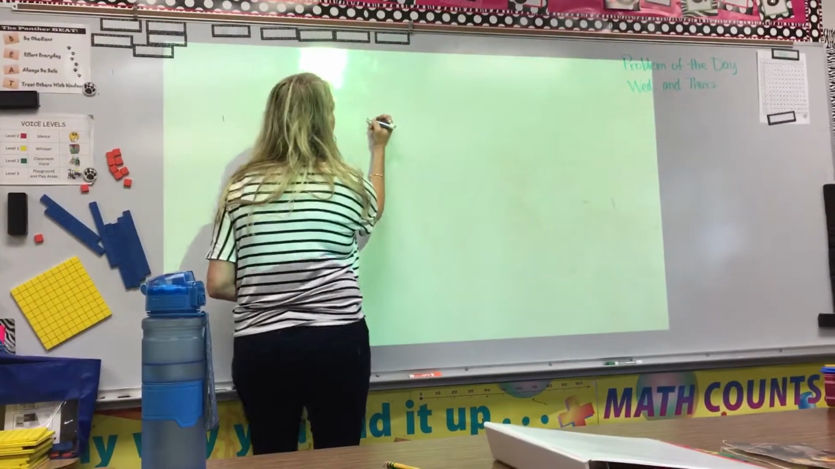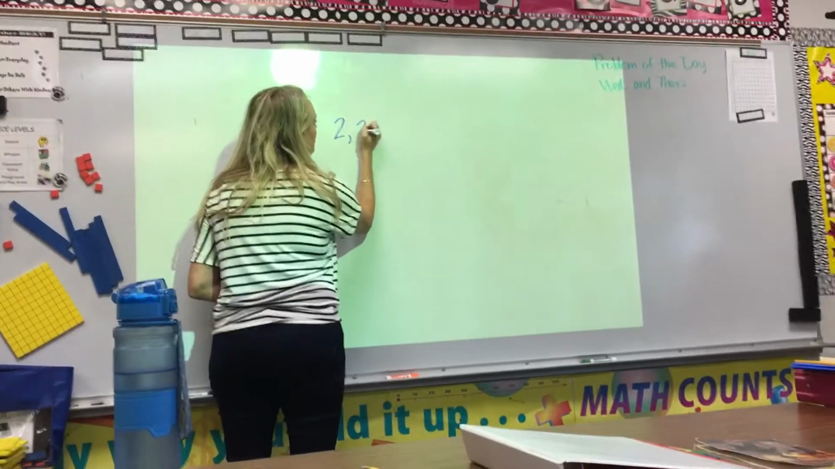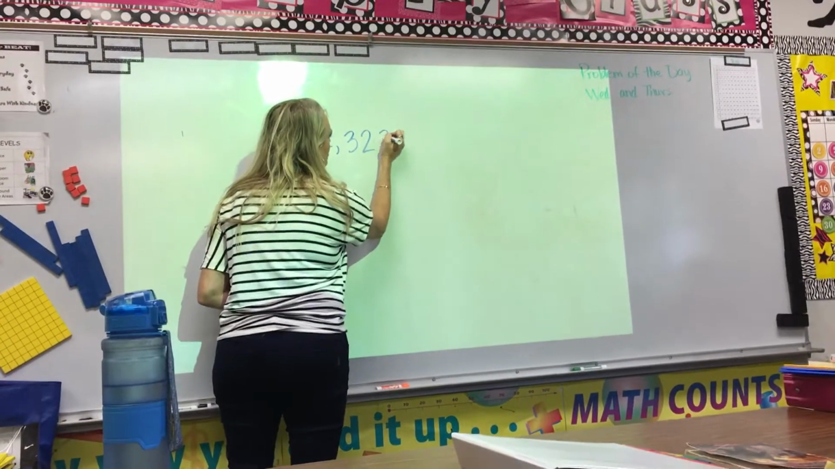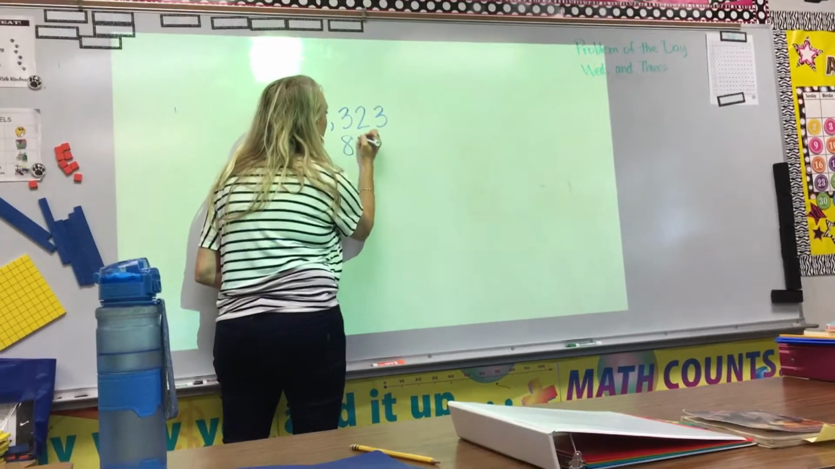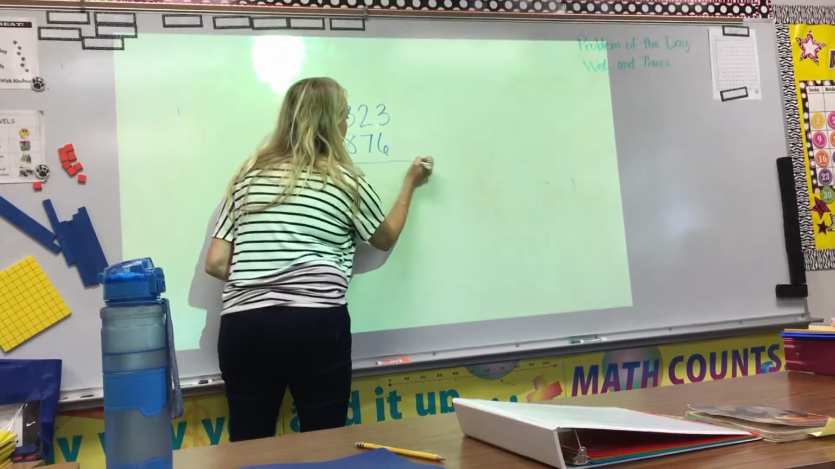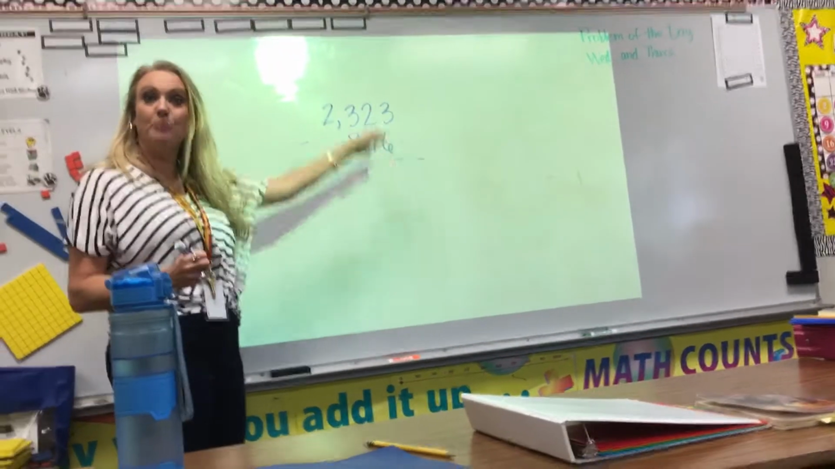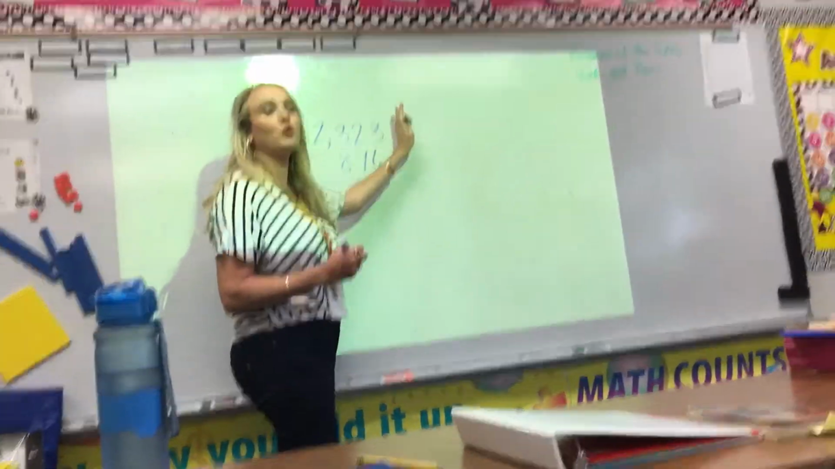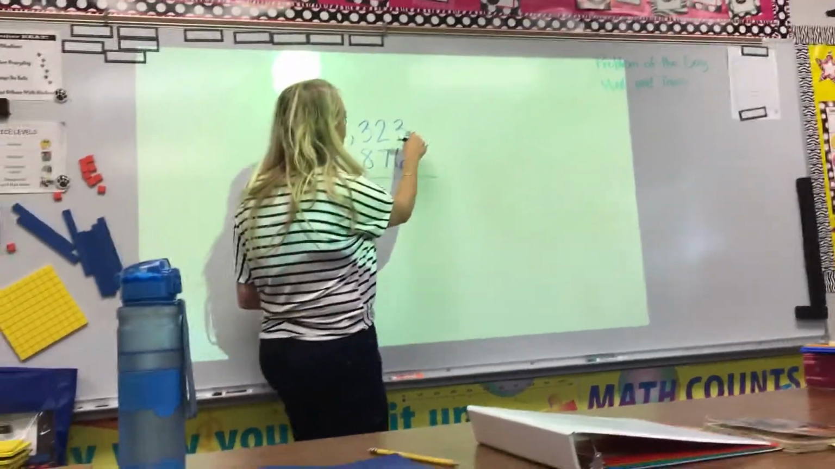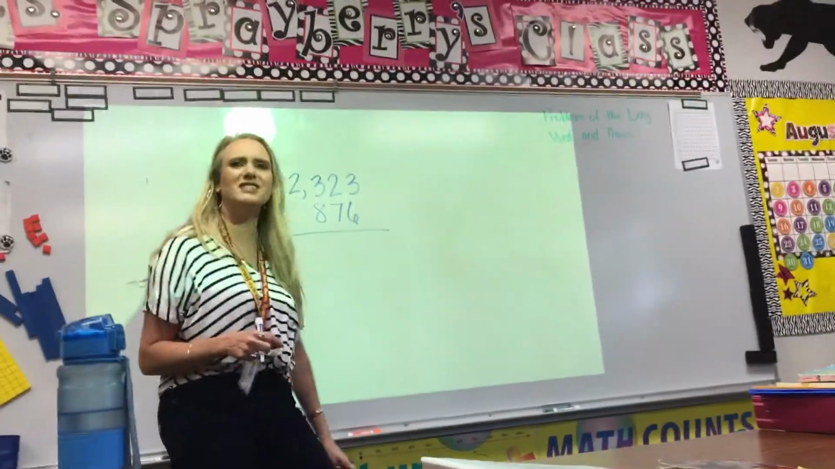So we're going to start today with 2,323, and we're going to subtract 876. Okay, so of course you line up your digits, and then you're going to start with the far right column. So you look at it and you say 3 take away 6.